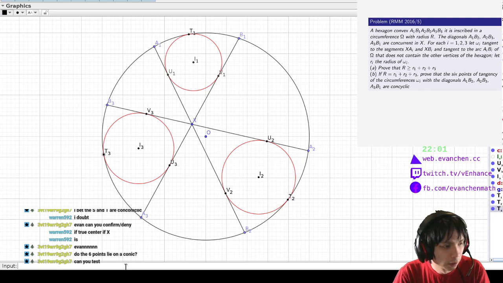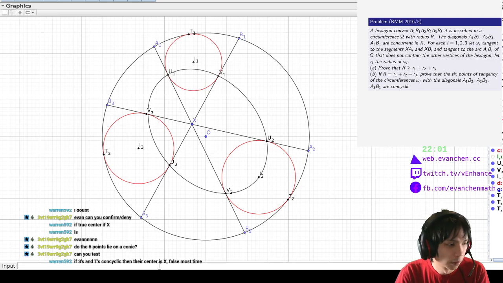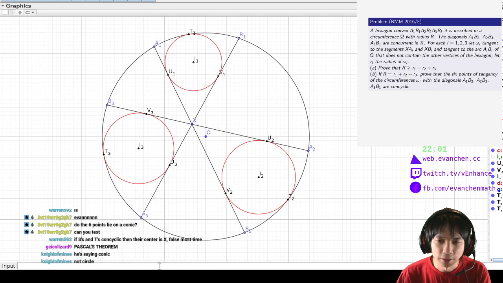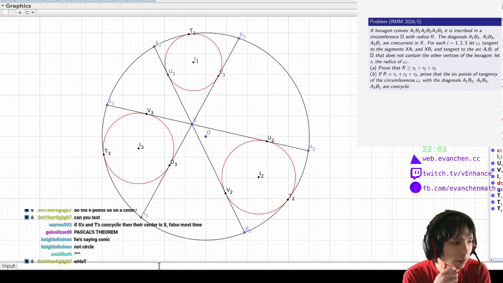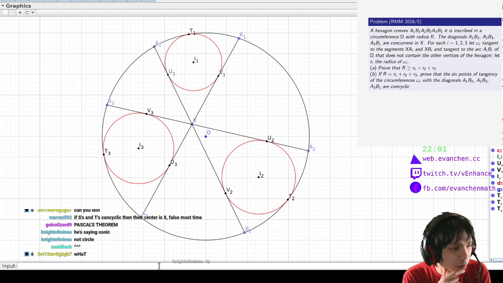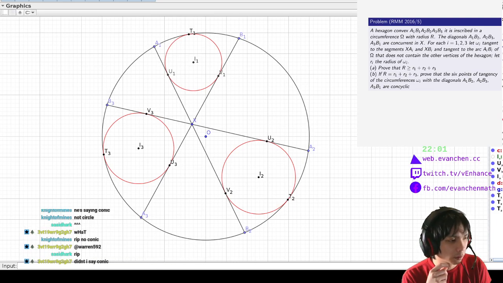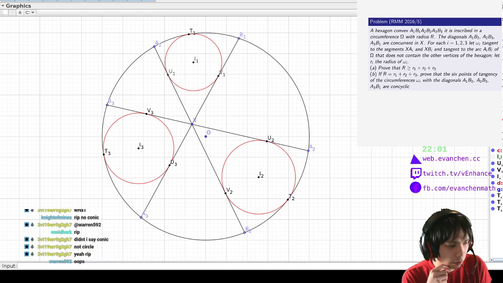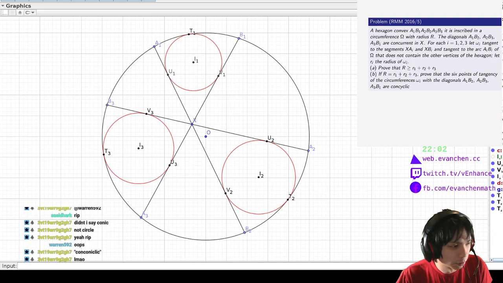Obviously, it doesn't matter, but do the 6 points lie on a conic? I can check. They probably do, honestly, but I don't know why that would help. Oh, they don't. Okay, never mind. I was wrong. Yeah. If they're concyclic with center X... can you use 6 points lie on a conic? Yeah, I checked conic and it's not there. I think it's a reasonable guess, but concyclic? Why don't you just say cyclic like a normal person?